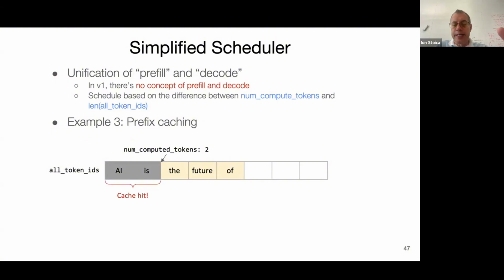And you can also have prefix caching. If you already have these 2 tokens in memory, you automatically initialize the number of computed tokens to 2, and then you see how many more tokens you want to process.